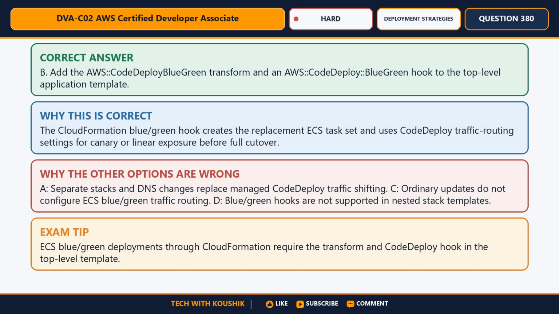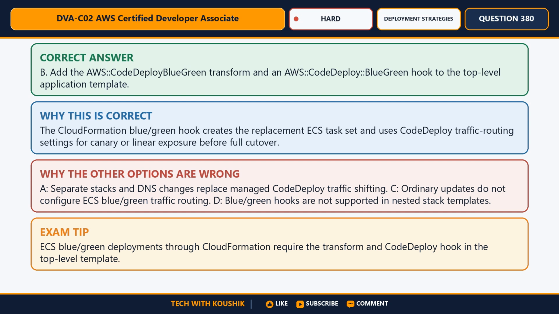The correct answer is B. Add the AWS CodeDeploy blue-green transform and an AWS CodeDeploy blue-green hook to the top-level application template. Here is why. The CloudFormation blue/green hook creates the replacement ECS task set and uses CodeDeploy traffic routing settings for canary or linear exposure before full cutover. Why are the other options not correct?